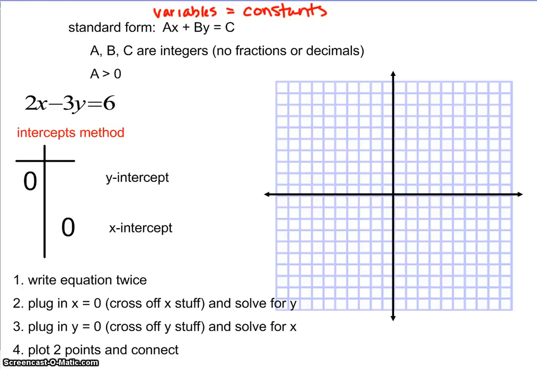Now, for a, b, and c, one of the rules that we have in standard form is that they need to be integers, meaning no fractions, no decimals. And what we would like to have is that the first term be positive.